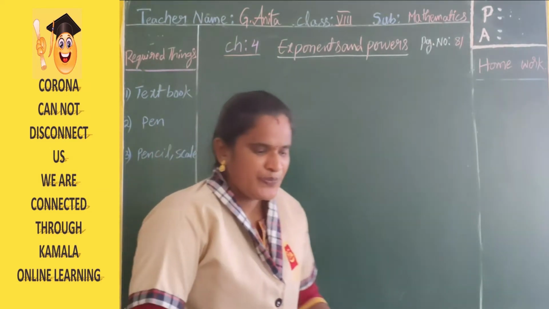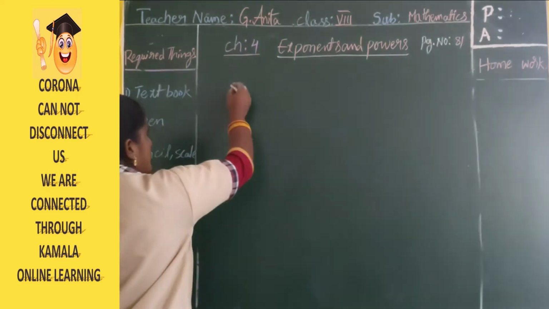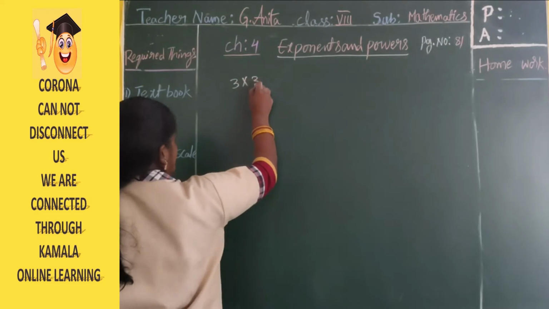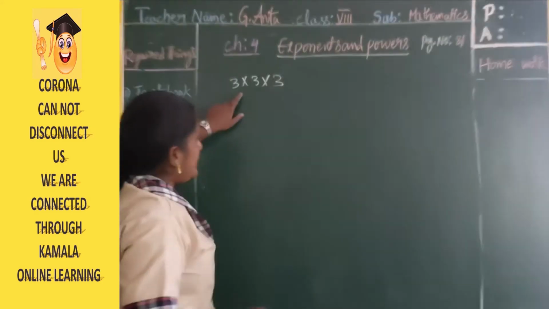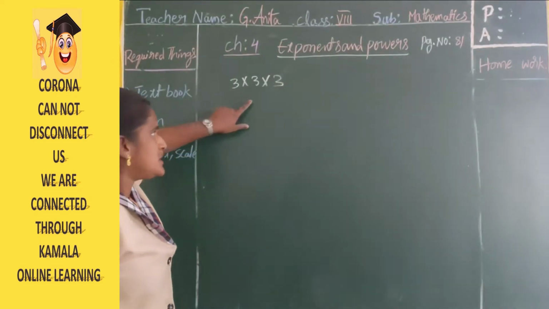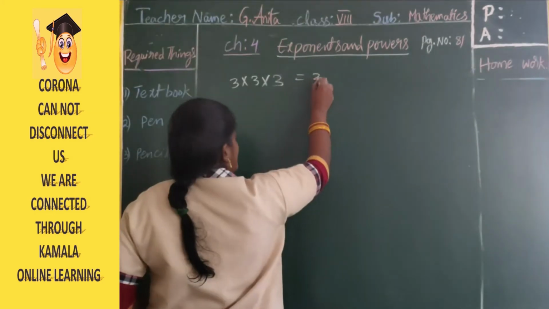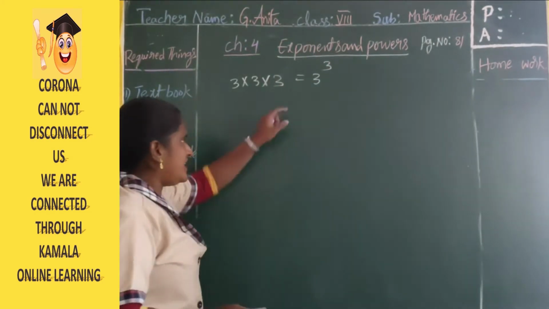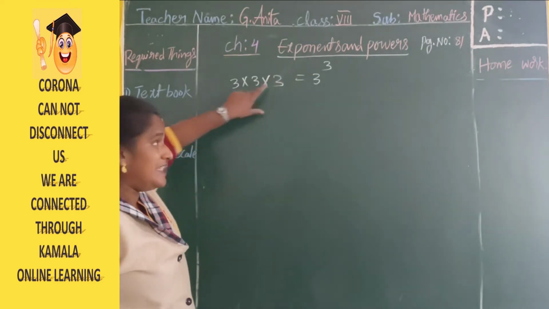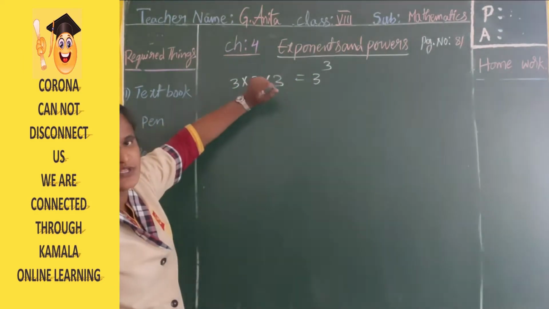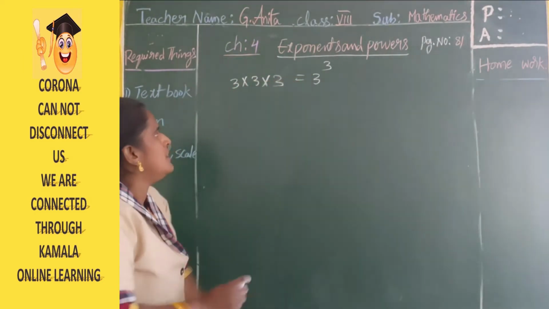Already we know, for example, 3 into 3 into 3. This can be written as 3 power 3. Why are we writing 3 power 3? Because 3 appears 3 times. That's why we write 3 power 3.